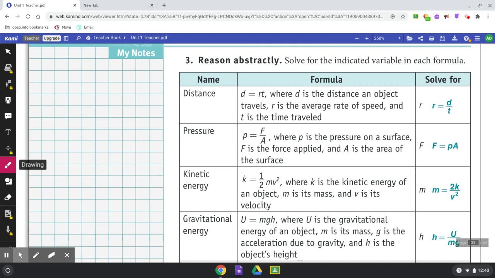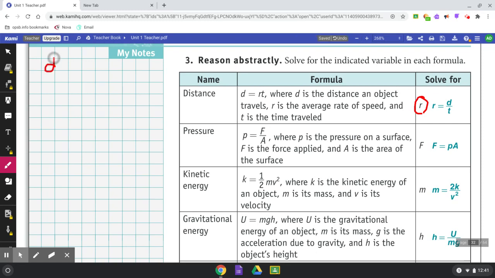So this is a common formula that you use. Distance equals rate times time, where D is the distance an object travels, R is the average rate of speed, and T is the time traveled. Okay, so over here to the right, it says solve for R. Solve for the specific variable R.